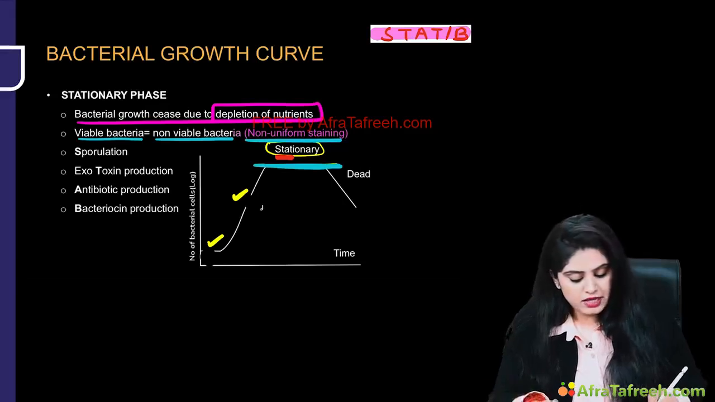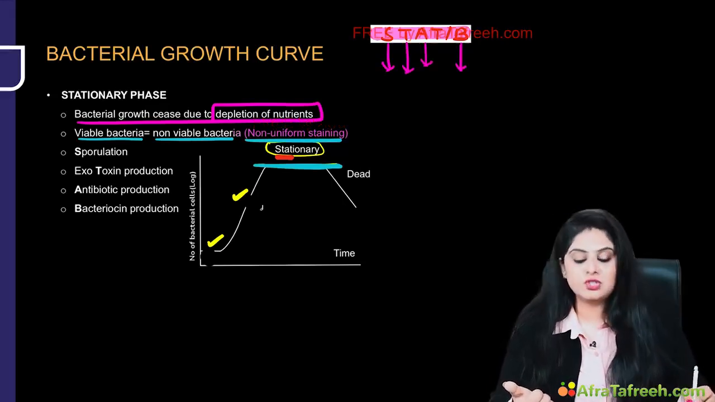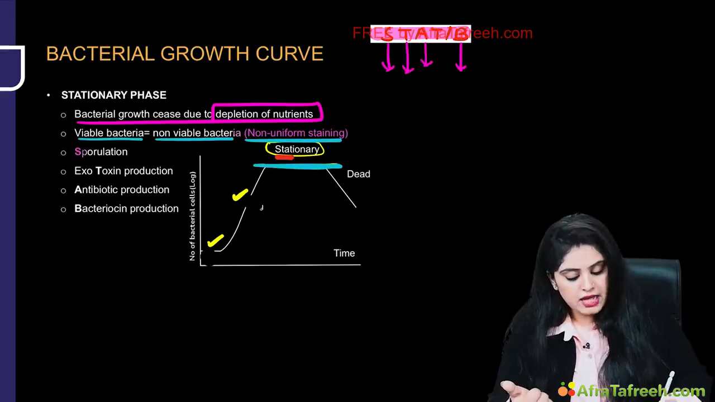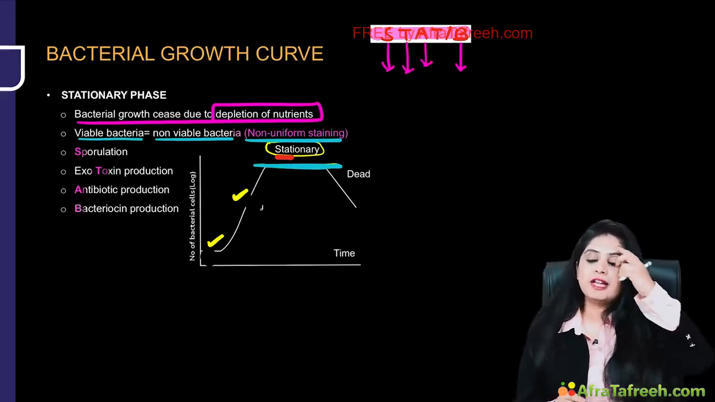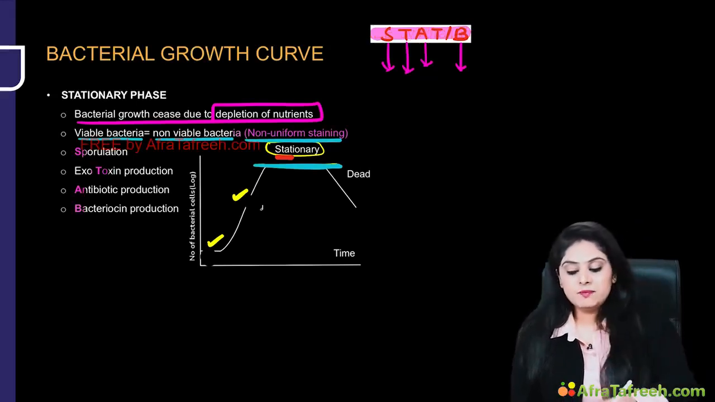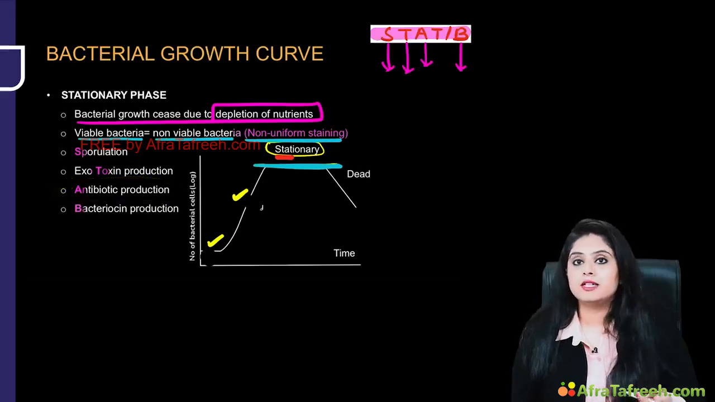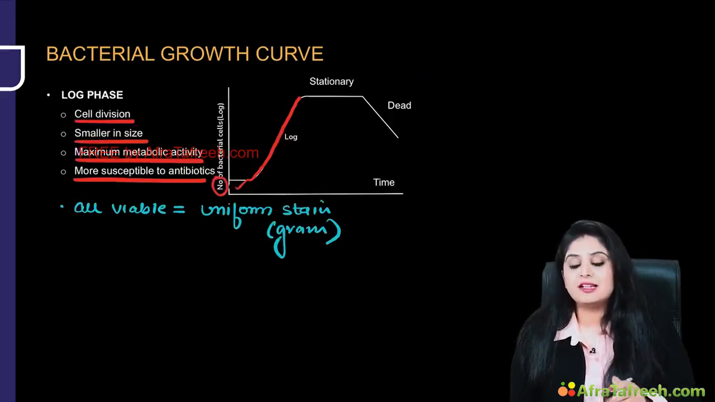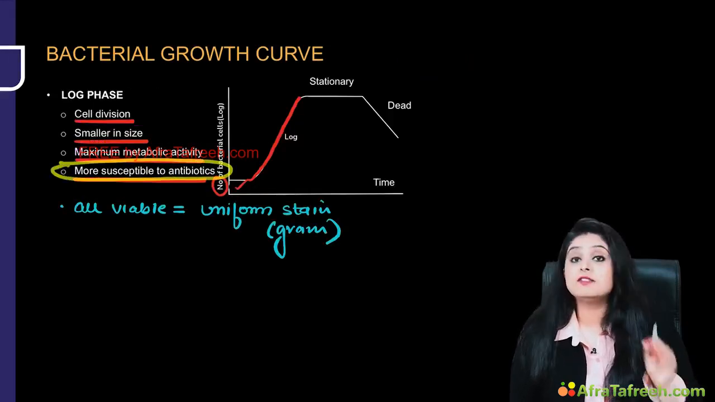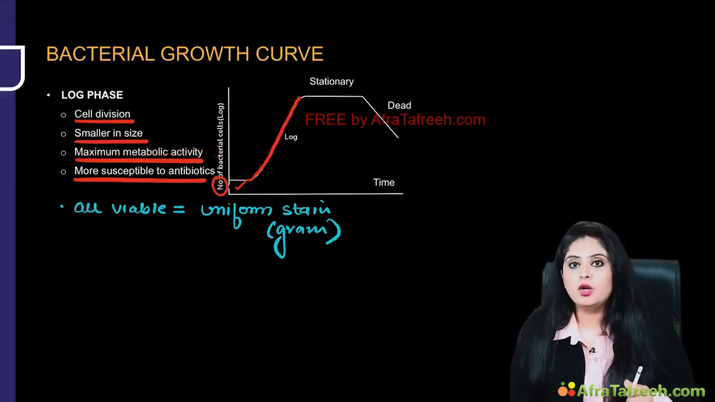So remember, if you are asked in the stationary phase, sporulation, toxin production, antibiotic production, bacteriocin production, these four things are gonna happen in the stat stab phase. Very, very famous questions that you have, right? Now, I want to add up over here. Antibiotic production. See, the bacteria can also make antibiotics. Antibiotic production is happening in the stationary phase, whereas maximum susceptibility to antibiotics, if you are giving antibiotics, where will it go and kill? Maximally in the dividing log phase.